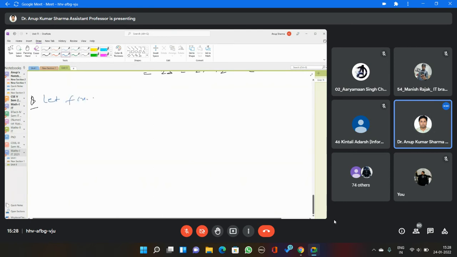Let f(x,y) = y sin(1/x) + x sin(1/y), where x is not equal to 0 and y is not equal to 0. Prove that the limit of f(x,y) is 0 as (x,y) tends to (0,0).